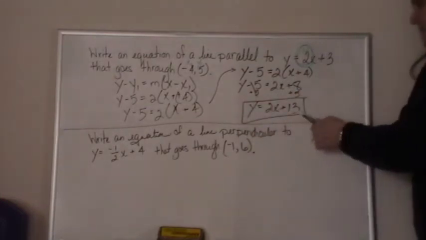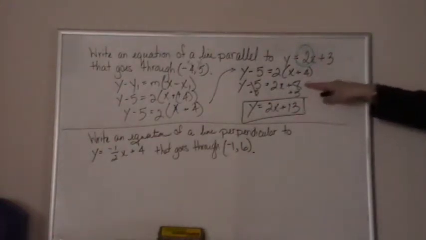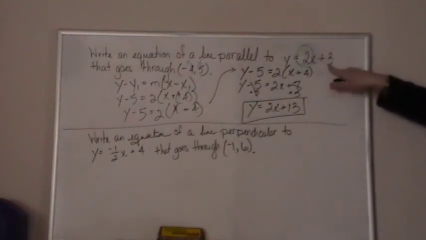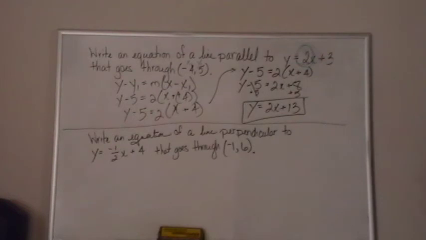If you look at this and the line we were given, they both have a slope of 2, which is what we want. They have a different y-intercept. This one would cross the y-axis at 3, and this one would be up higher, and it would cross the y-axis at 13.